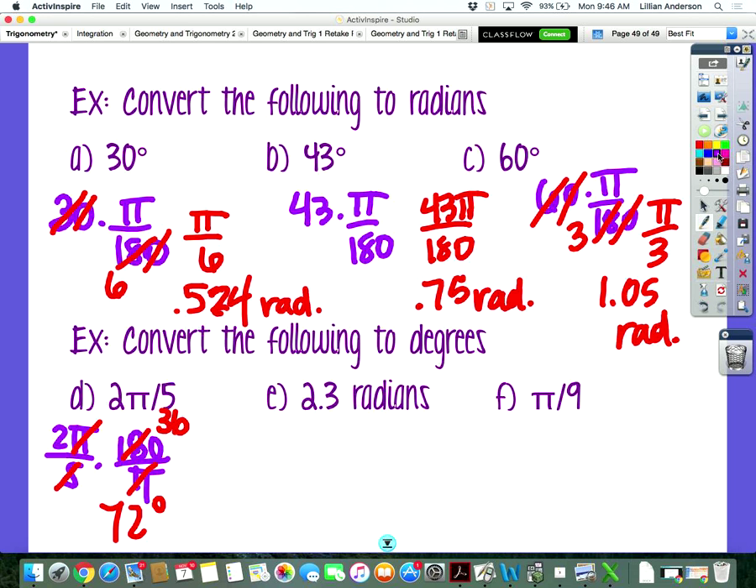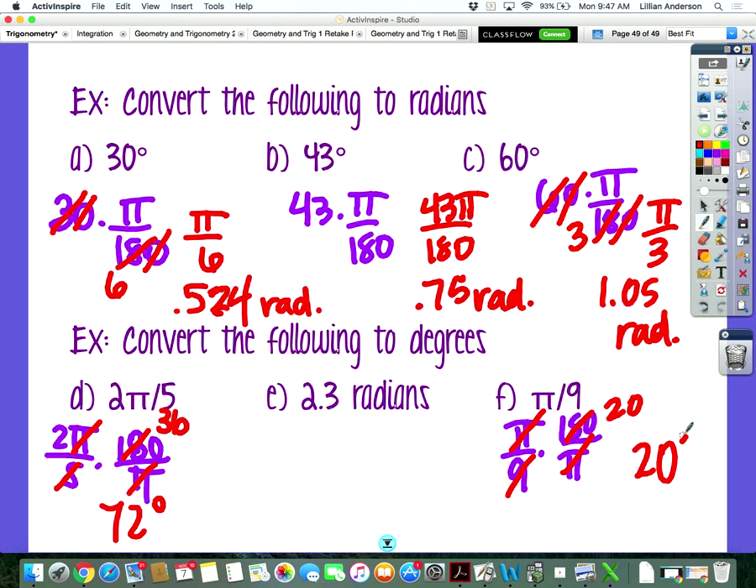Calm down. Right? Pi over 9 times 180 over pi. Clearly your pi's cancel out. And how many times does 9 go into 180? 20. So your answer is just 20 degrees. Yes, you can, of course, multiply straight across in your calculator 180 pi divided by 9 pi, and you'll get the answer.